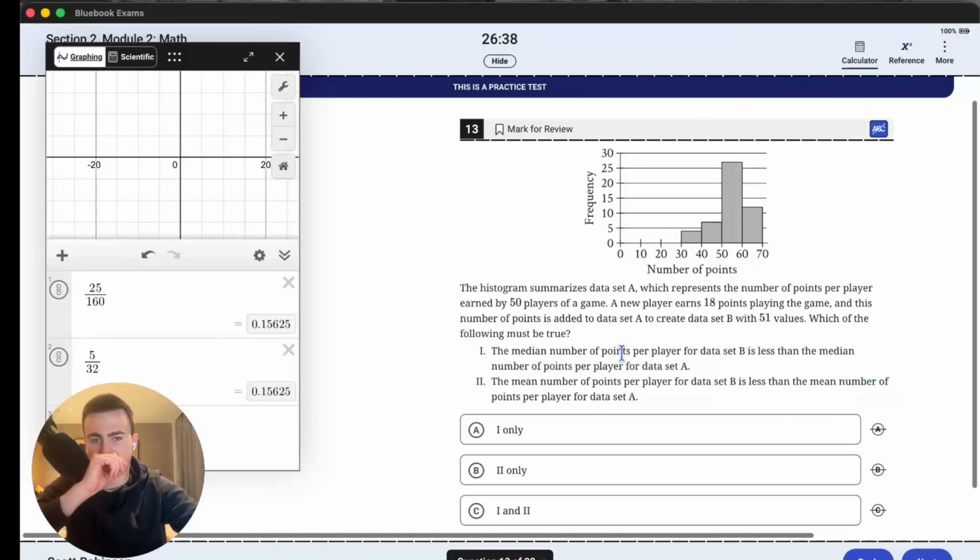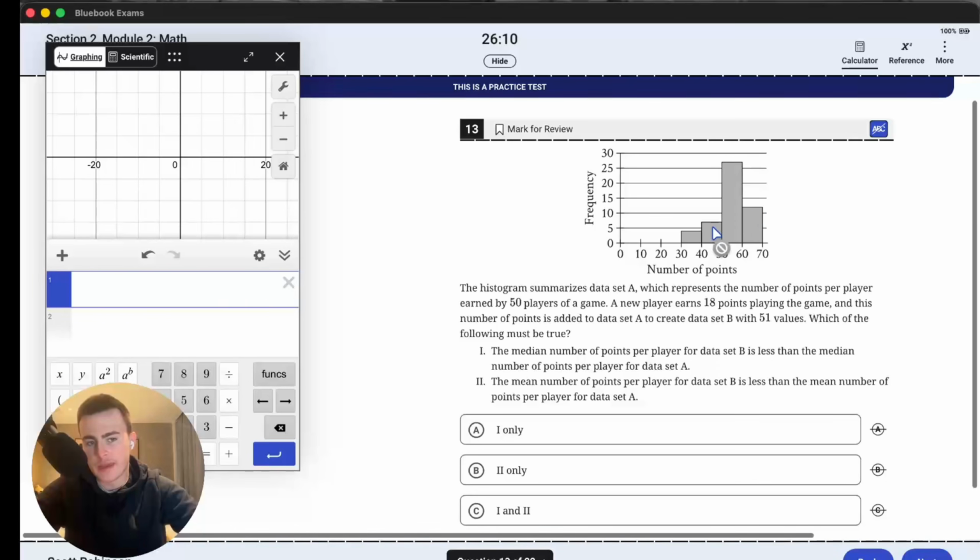Let me see if 1 is true, though. I gotta find the mean. Oh, this is gonna be hard. Actually, it won't be that hard. So you have 50 people. Here you have like 4 people that score that many, and you have like 6 that score that many, and then you have like 26, and then you have. Ooh, this actually could be a tricky one here. Okay, hold on.